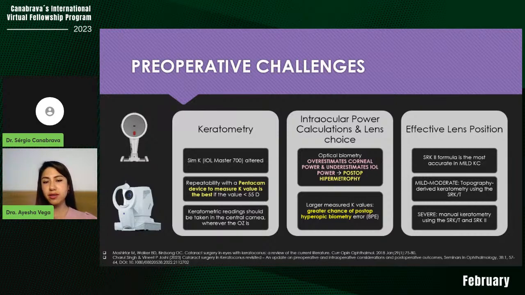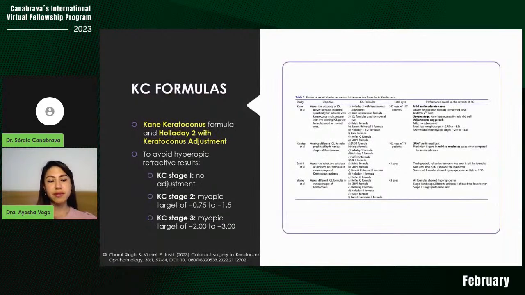Also, the effective lens position depends on the formula we use. It is recommended to use the SRK/T formula, especially for mild and moderate keratoconus. But we also have the Kane formulas, the keratoconus formulas. Especially we have two: the Kane keratoconus formula, which Dr. Rahmat previously talked about, and the Hoffer Q with keratoconus adjustment formula. These formulas have been created to avoid hyperopic refractive results. There are also some recommendations. For example, in keratoconus stage 1, there is no need to make an adjustment. For stage 2, the target should be myopic, from 0.75 to 1.5 diopters negative, and for keratoconus stage 3, it is recommended to look for a myopic target of 2 or 3 diopters negative.